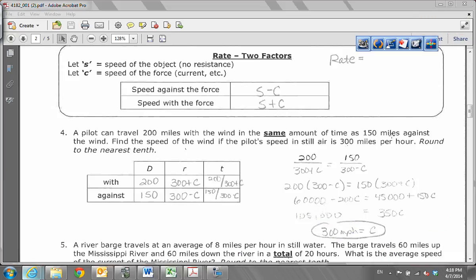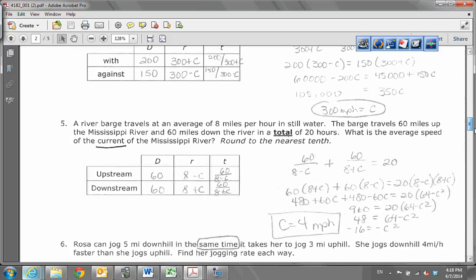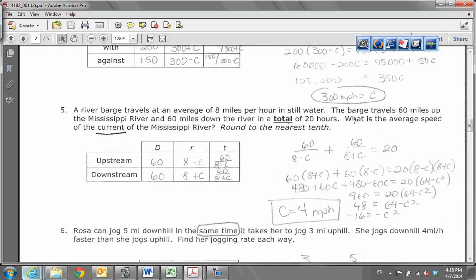All right, number 5, a problem like this on the back side. River barge, we're going 60 miles down the stream, 60 miles up, so they travel the same amount. It says it travels 8 no matter what, so 8 minus c when we're going upstream, 8 plus c going down. And it says it took 20 hours total, so 60 over 8 minus c plus 60 over 8 plus c equals 20. On this, you have to multiply by 8 minus c and 8 plus c. That's a tough problem. One of the homework's not as challenging.